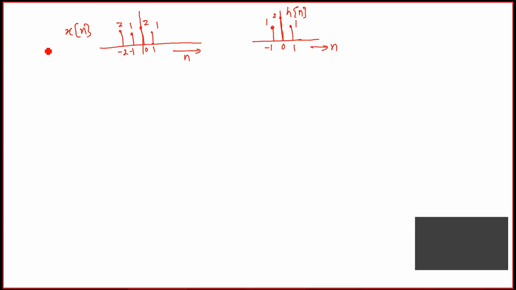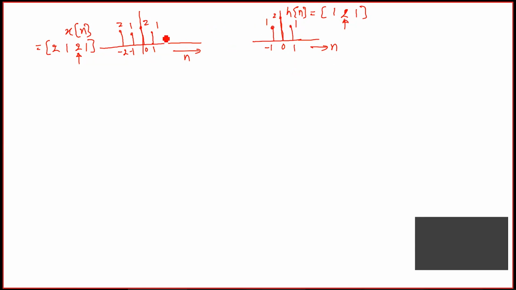Now from this graphical representation we can actually write x of n as 2, 1, 2, 1. But because your 0 is right here, we have to put an arrowhead right there. And this is the latest convention, as I mentioned, although we can just write -2 here, that will also be the same thing. Or h of n, if you want to write similarly, it will be written as 1, 2 and 1 with the arrowhead right there.